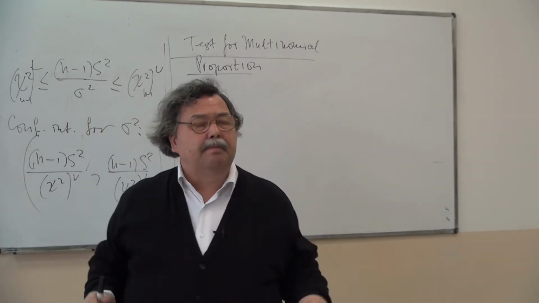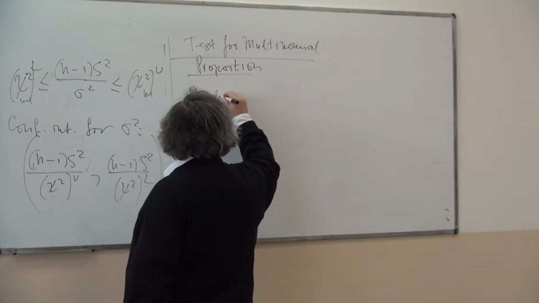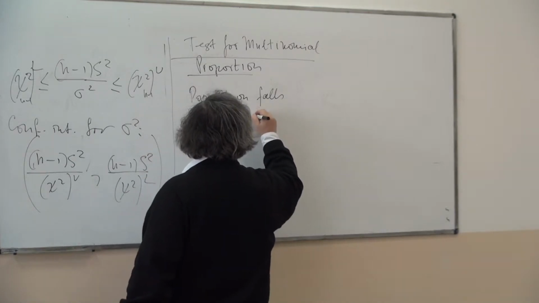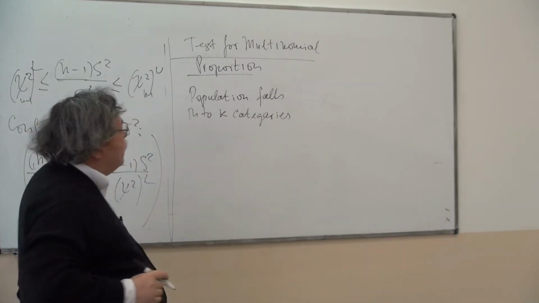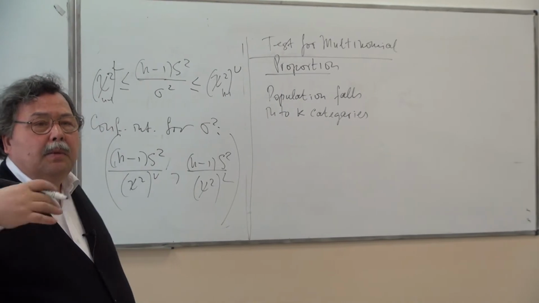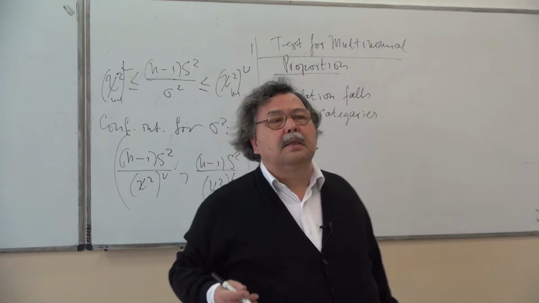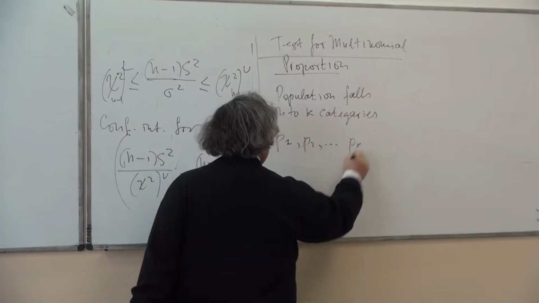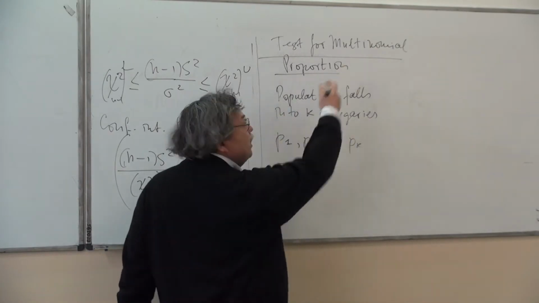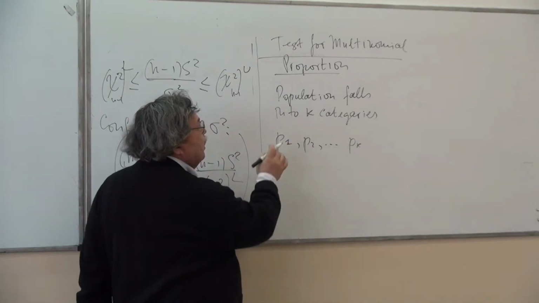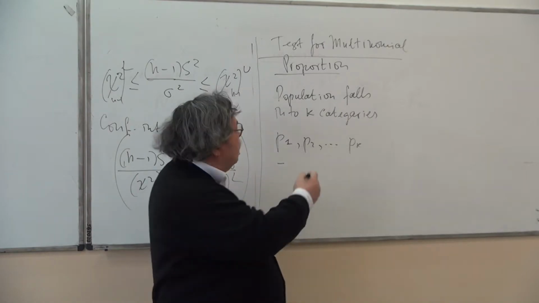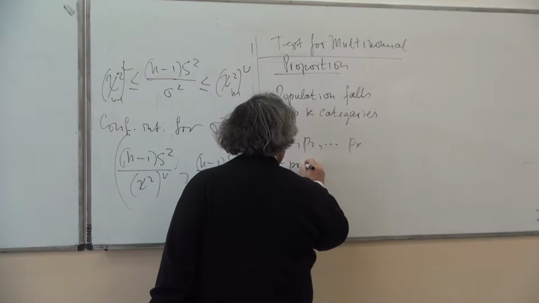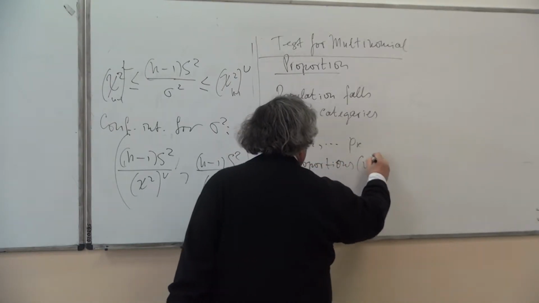Suppose the population that we study falls into k categories. And the proportion in which the population is divided between these k categories is not known. Let's denote it by P1, P2, ..., Pk. So these are the proportions. This is what's called a multinomial proportion. This is the proportion of the members in this population that belong to category 1. This is the proportion of the members that belong to category 2, and so on. So these are the proportions that are unknown.